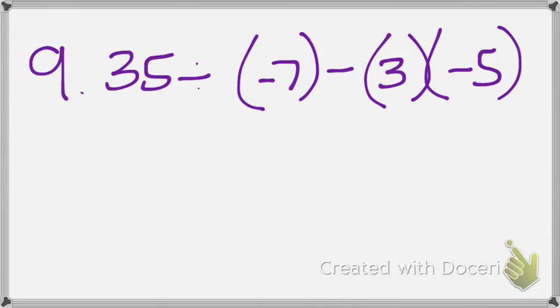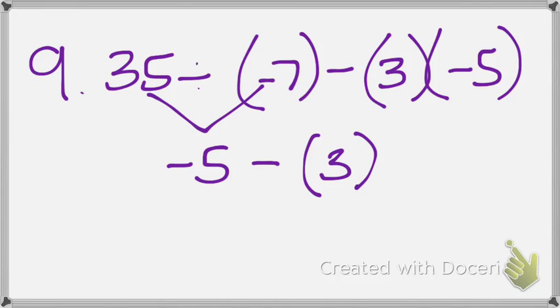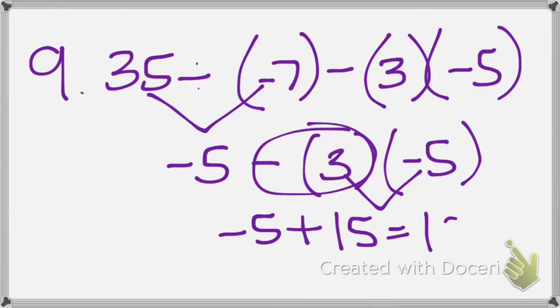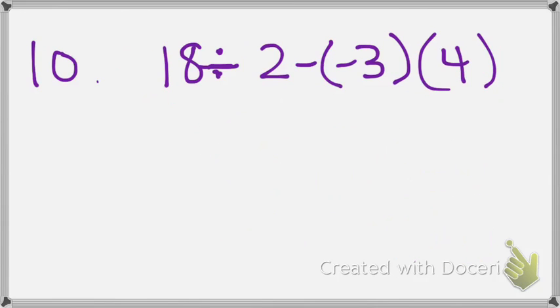Here, there's nothing in the parentheses to do. Exponents, no. Multiply, divide. I do what comes first, which is division. So 35 divided by negative 7 is negative 5. Bring down minus, bring down 3 times negative 5. Again, this is up to you. You can either take the negative or not. I'm going to take it with the 3. So I'm going to do negative 3 times negative 5, which is a positive 15. Bring down minus 5. And I'm going to end up with a positive 10.